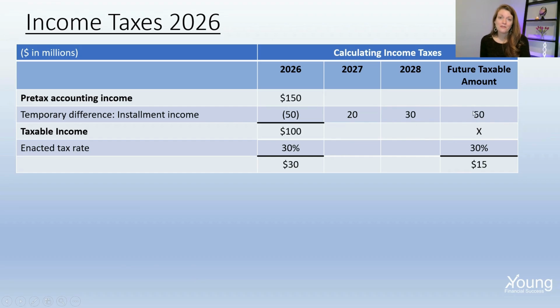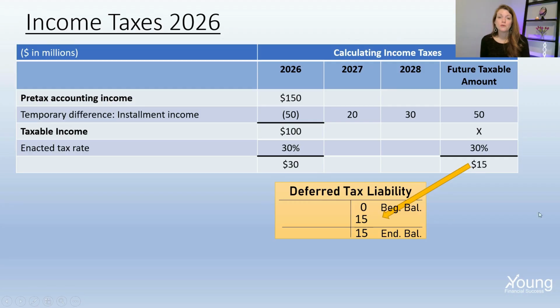We multiply that 50 that we're pushing off till later times the 30% tax rate, and that tells us we're going to owe 15 million in taxes later down the line when we collect the cash. So the 15 million is what we need to use to create our deferred tax liability. So remember, even though we are going to be paying taxes on the 50 million in the future, we're not paying 50 million in taxes. So we don't have a liability of 50 million. It's only based on that tax rate of 30%.